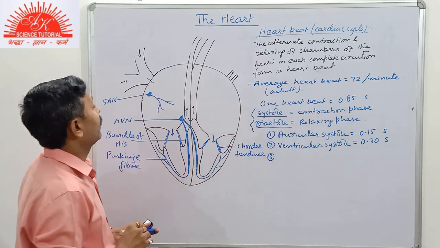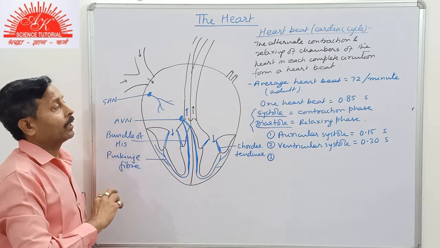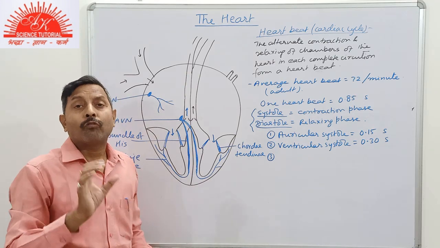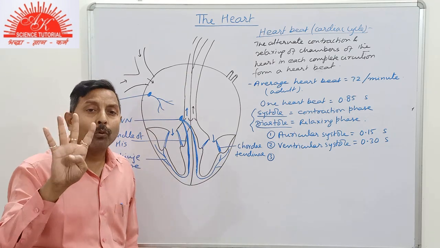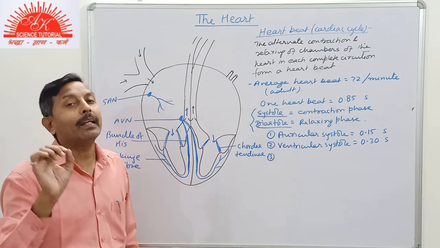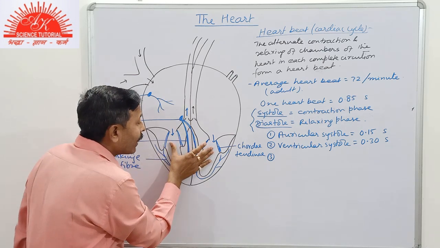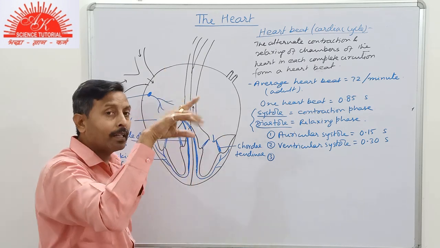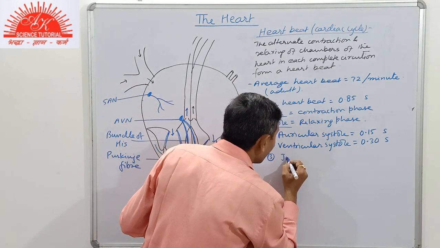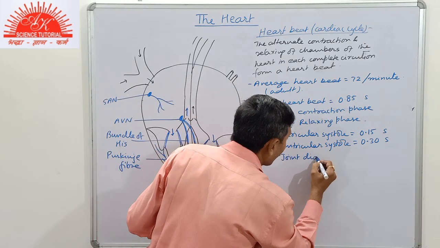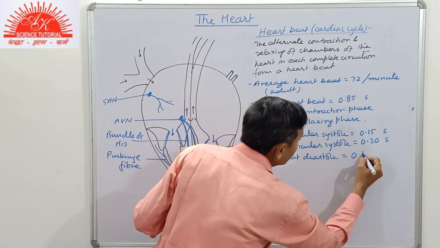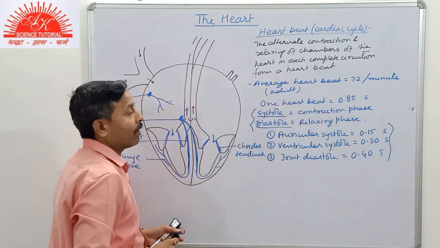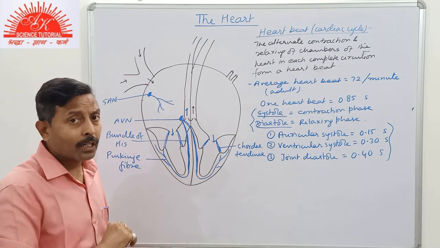But you see, students, in each heartbeat, in between the working of the two chambers, auricle and ventricle, for a short duration all the four chambers of the heart remain relaxed. Like after contraction, the ventricle starts to relax, and at the same time the auricles were already relaxed. So that is termed as joint diastole. That is for 0.40 second. So together it makes 0.85 second. So this is the heartbeat.